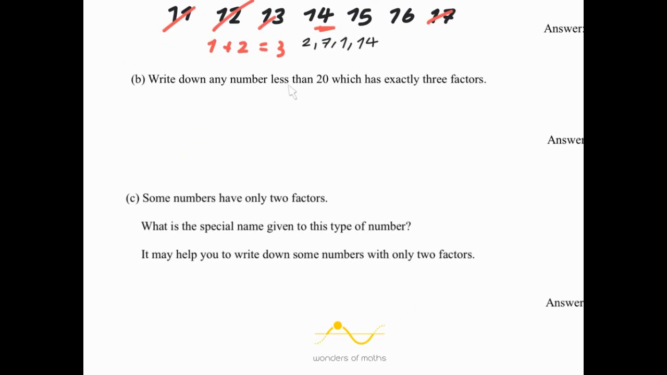Write down any number less than 20 which has exactly 3 factors. This question is slightly trickier. Your first thought might be that an odd number of factors is impossible. Surely it should be even, as factors come in pairs. But we need to remember that if a number is a square, then it has an odd number of factors.